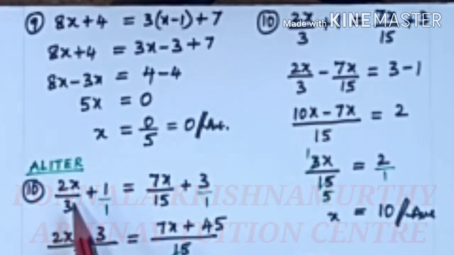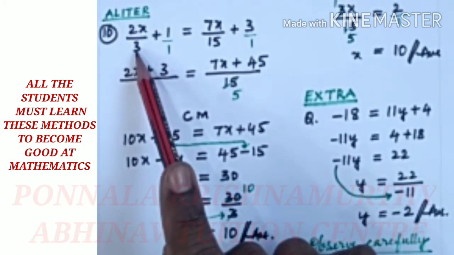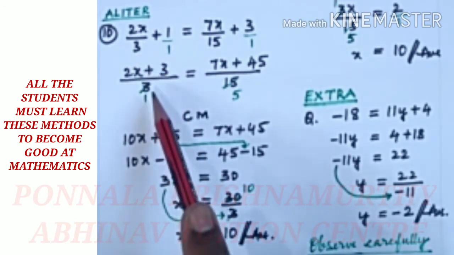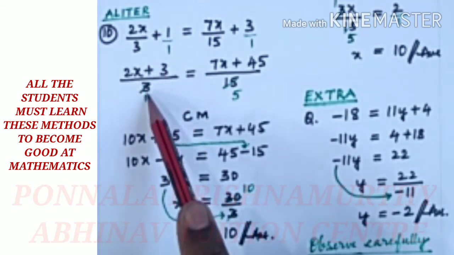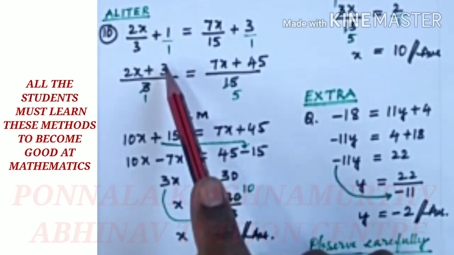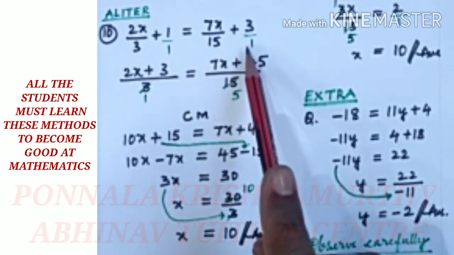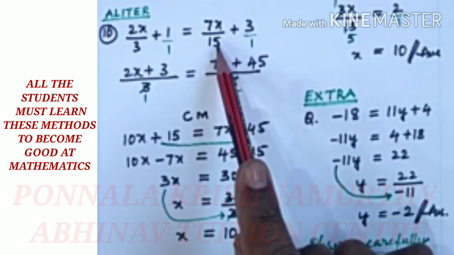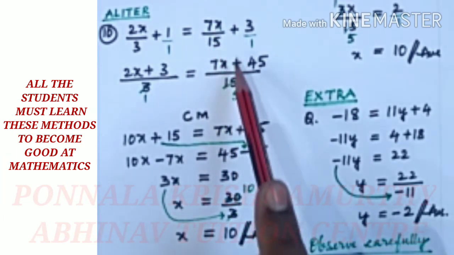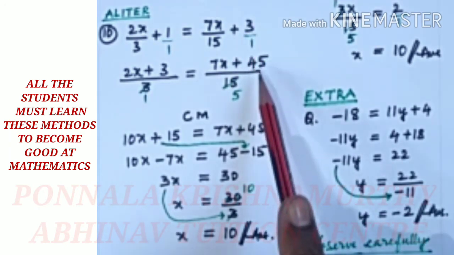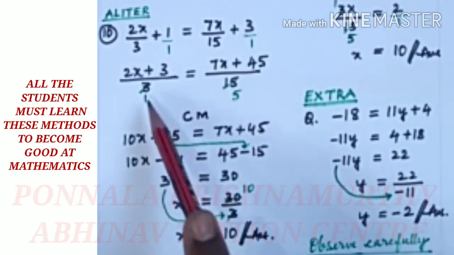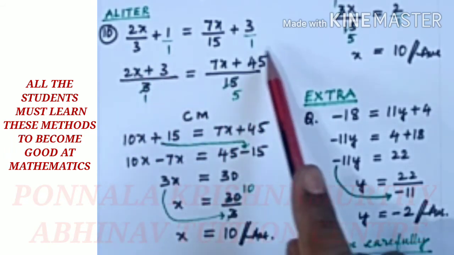Same sum in different method. 2x by 3 plus 1 is equal to 7x by 15 plus 3. Same sum. Here LCM for 3 and 1 is 3. 3 by 3 is 1. That 1 into 2x, 2x. Plus 3 by 1 is 3. That 3 into 1 is 3 is equal to, LCM for these two is 15. 15 by 15 is 1. 1 into 7x is 7x. Plus 15 by 1 is 15. 15 into 3, 45. Now 3 5s are 15. We can cancel like this when single fraction in the left side, single fraction in the right side.